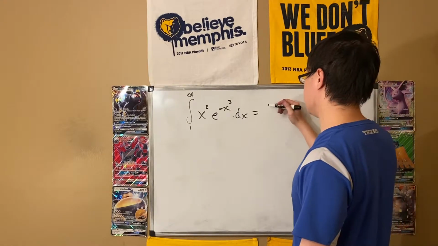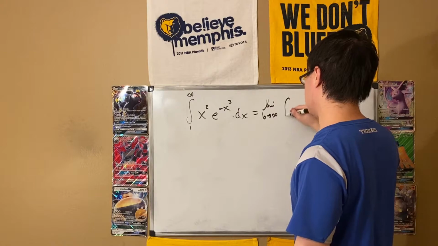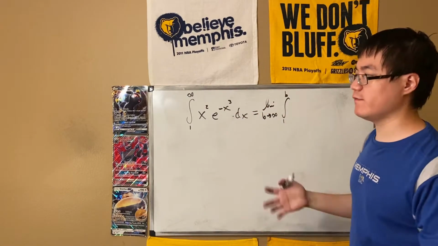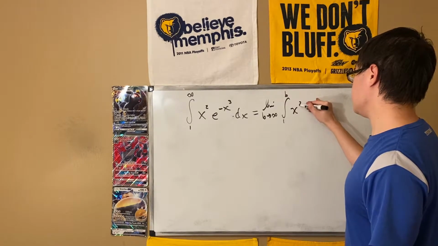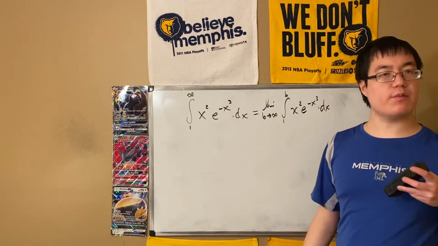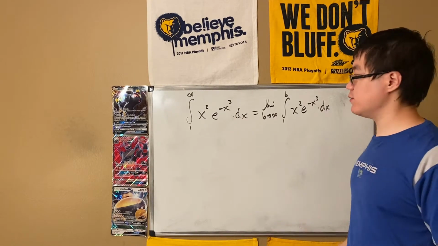So in this case, it's going to be the limit as b goes to infinity, integral of 1 to b, so I'm just changing the infinity to b, so it's a number instead of infinity, x squared e to the minus x cubed times dx. So maybe the most important part of this video, or the most useful part of this video, is just to review all these integration methods.